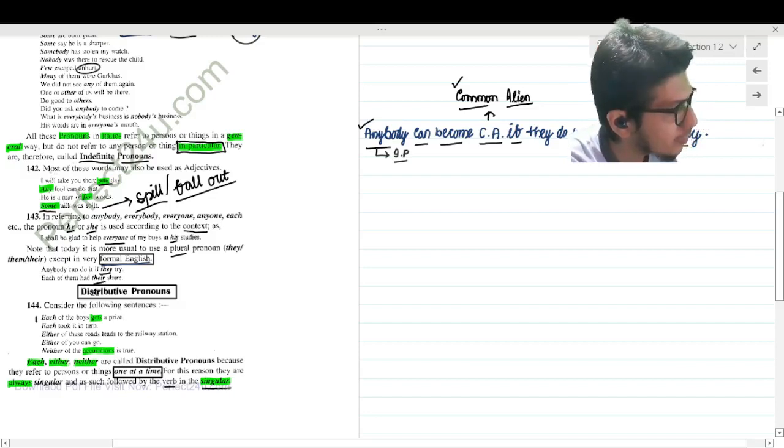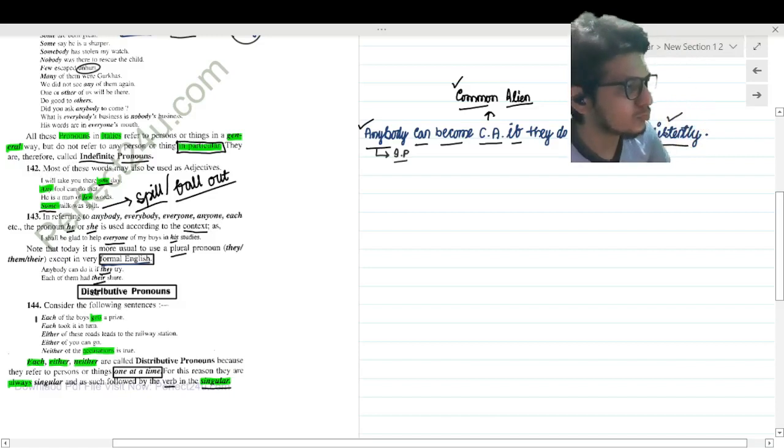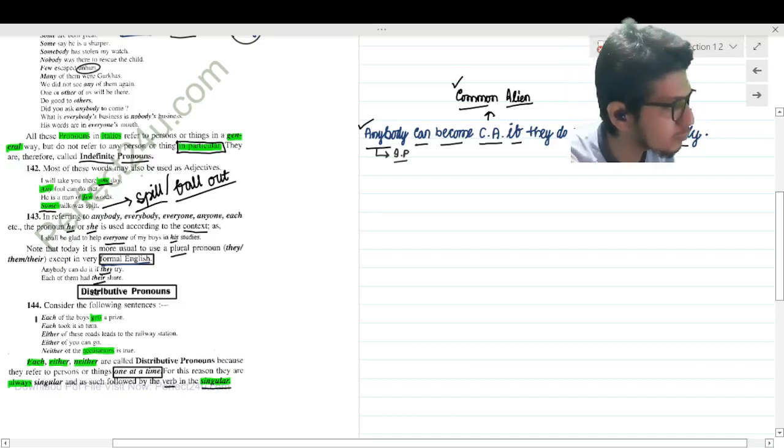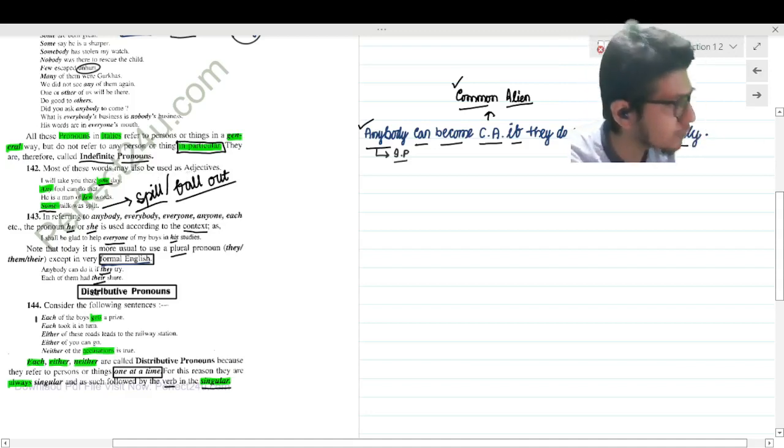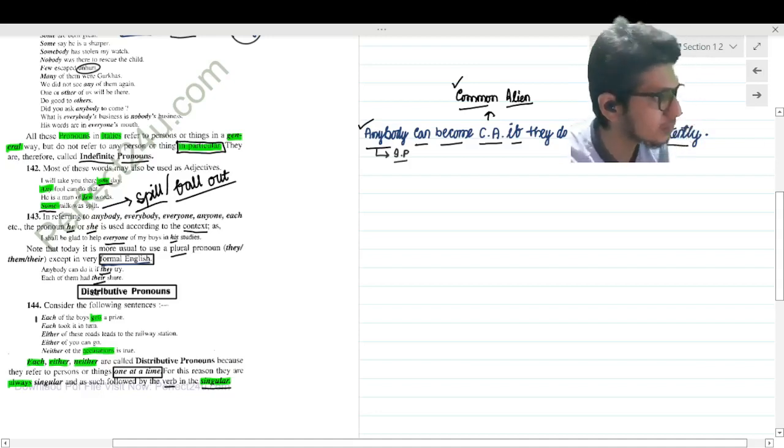Rule number 142. Most of these words may also be used as adjectives. I will take you there one day. Any fool can do that. Some milk was spilt.